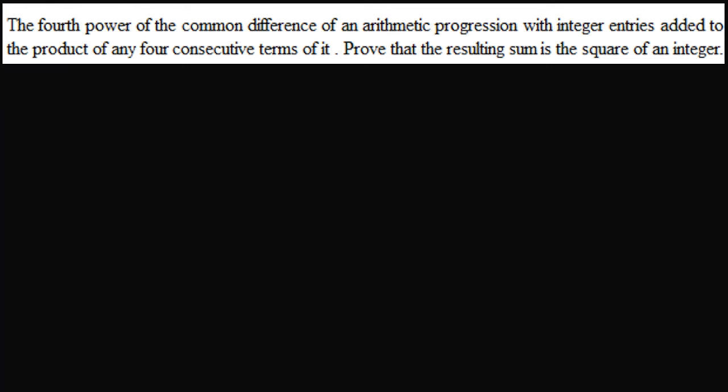The fourth power of the common difference of an AP with integer entries is added to the product of any 4 consecutive terms. Prove that the resulting sum is the square of an integer. So we need to find 4 consecutive terms of an AP. Let these terms be a minus 3d, a minus d, a plus d, and a plus 3d. And for this AP, the common difference is 2d.